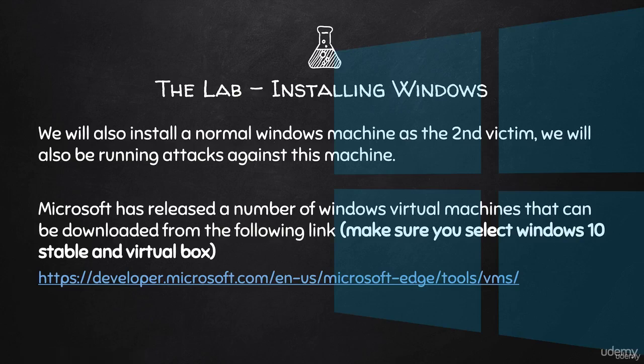The last machine that we're going to talk about installing today is the Windows machine. So this is just a normal Windows machine with Windows 10 that we will also try to hack into. This is going to be another victim, another target, and we're going to see how we can try and hack into this victim. Now, again, we installed Metasploitable because Metasploitable has a large number of vulnerabilities, and it's just designed so that you can hack into it.